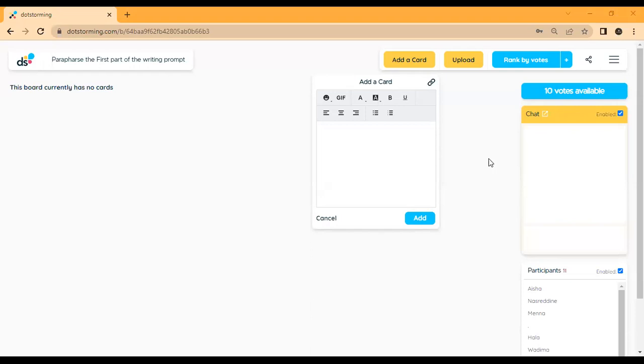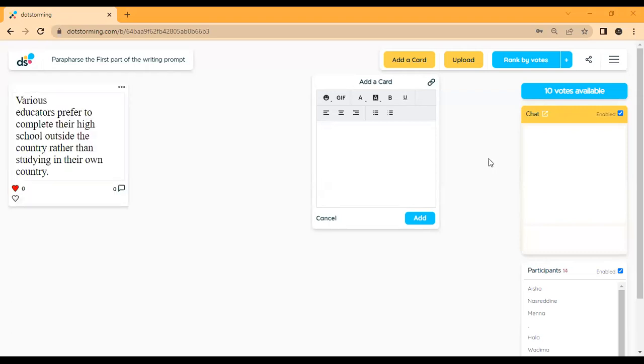Okay, guys. So now it's 10 to 11, 20 to 52 in American English. So normally at 10:57, you should stop. Now here we have someone who has submitted something. Various educators prefer to complete their high school outside the country rather than studying in their own country.